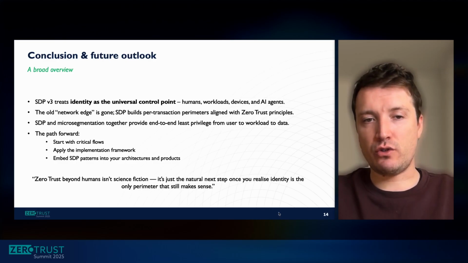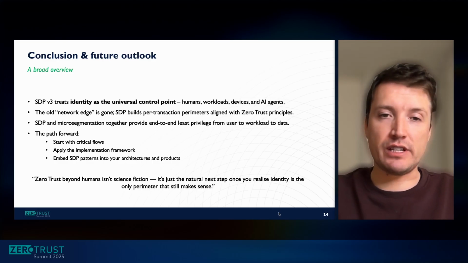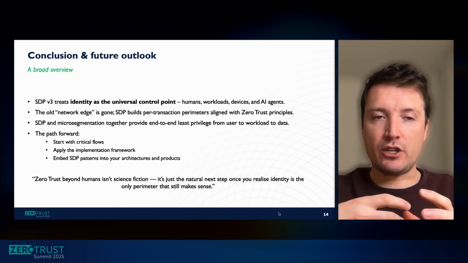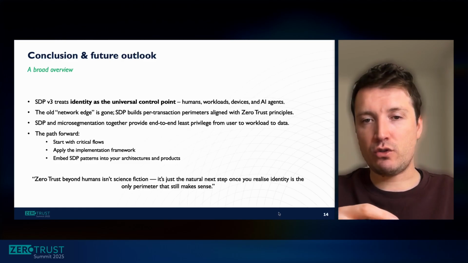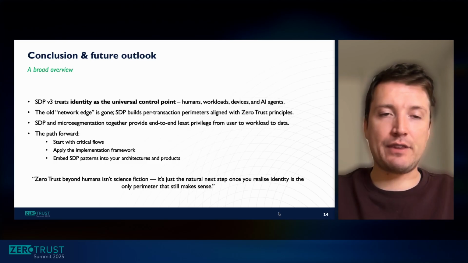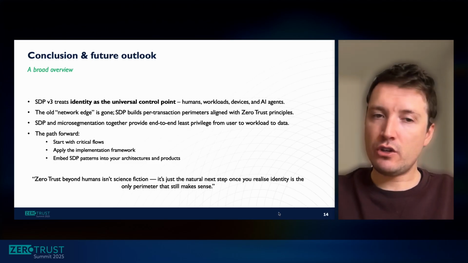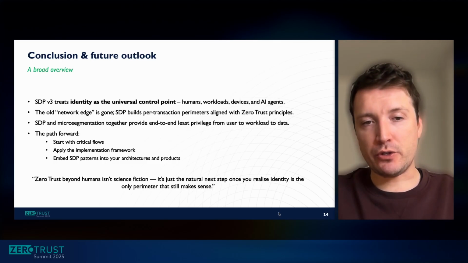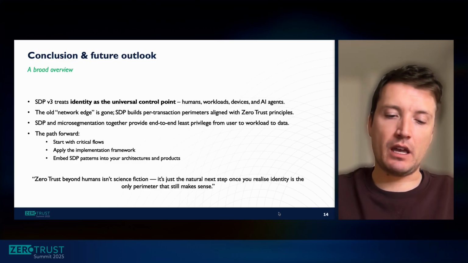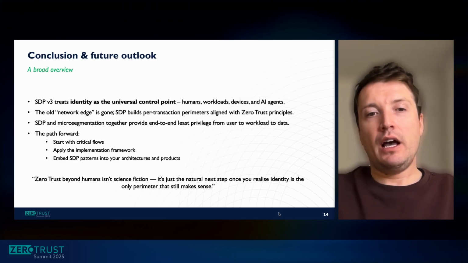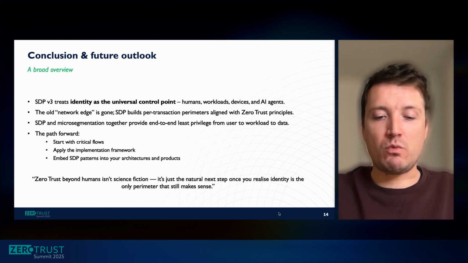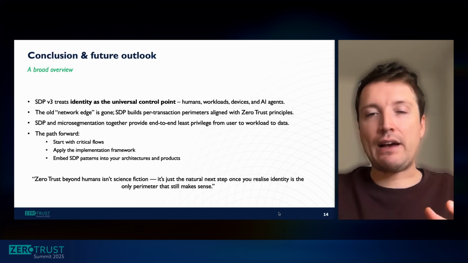This enables us to really provide the framework to zero trust networking principles, and zero trust in general, so that we can use SDP and microsegmentation to apply least privilege and all those wonderful principles to any use case, and that we have that framework of starting with your critical flows, using the implementation framework, and being able to embed SDP concepts and patterns into our architecture and products in the least disruptive way possible. Because fundamentally, this isn't science fiction. This is all available today. Whatever use case you want to apply it to, we have those capabilities.